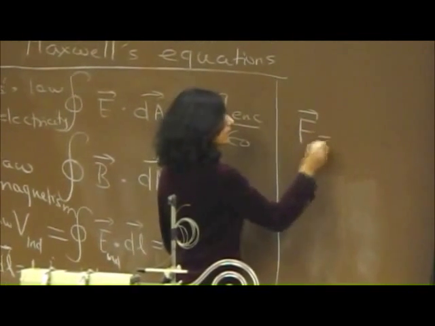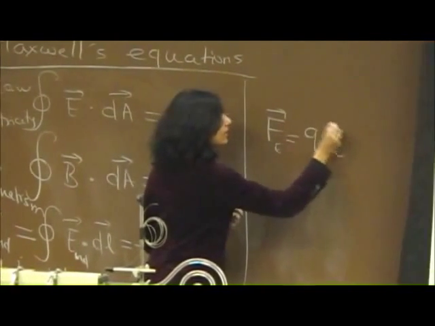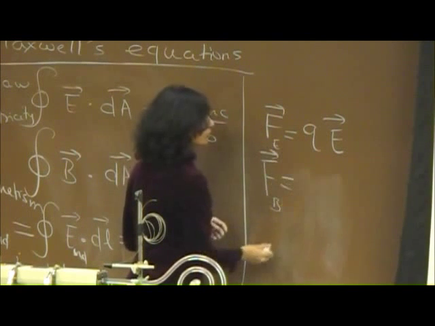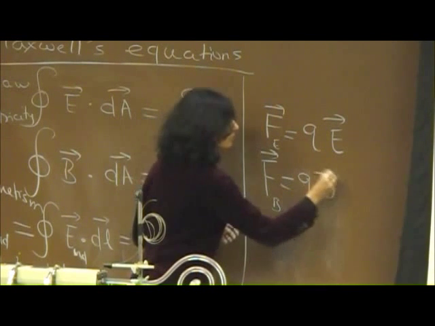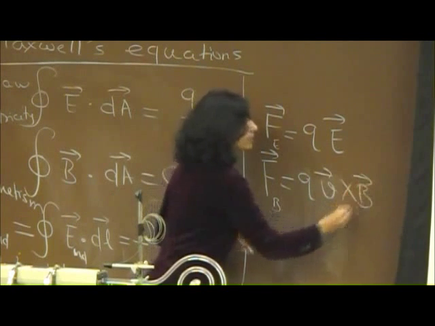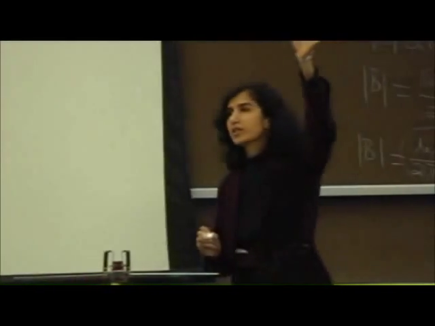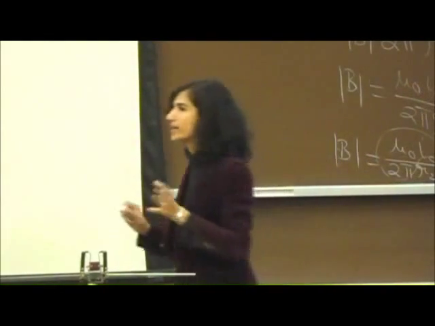F_E, the electric force on a charged particle, is qE, and F_B, the magnetic force on a charged particle, is qv cross B. Believe it or not, you don't need anything else. With these equations, you ought to be able to infer everything that we know about how light works, how circuits work, no matter how complicated, how sophisticated they are, everything.